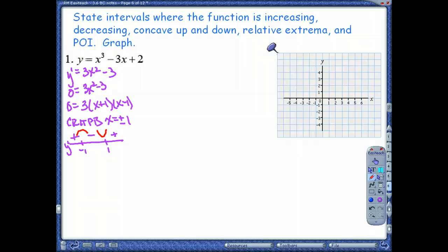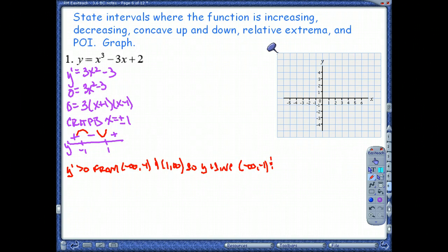So let's get started. My derivative is greater than 0 from negative infinity to negative 1 and from 1 to positive infinity. So y is increasing on that same interval from negative infinity to negative 1 and 1 to positive infinity. My derivative is less than 0 from negative 1 to positive 1, so y is decreasing from negative 1 to positive 1.